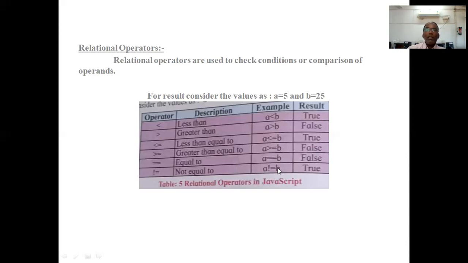Next example, A is not equal to B. So A is 5 and B is 25. So it is true. The result will be true because A, 5, is not equal to B, 25.